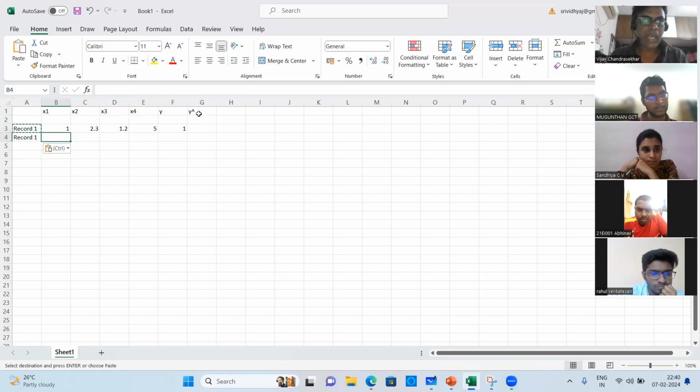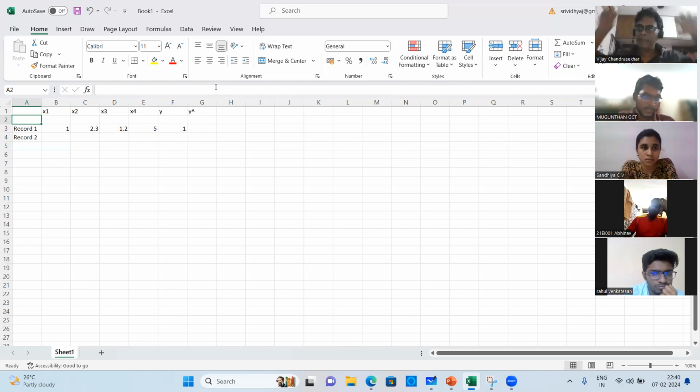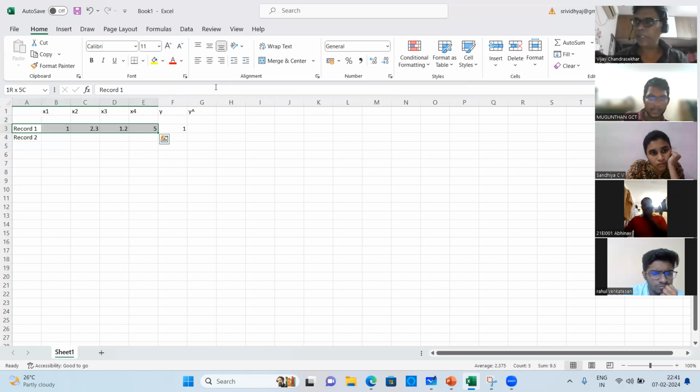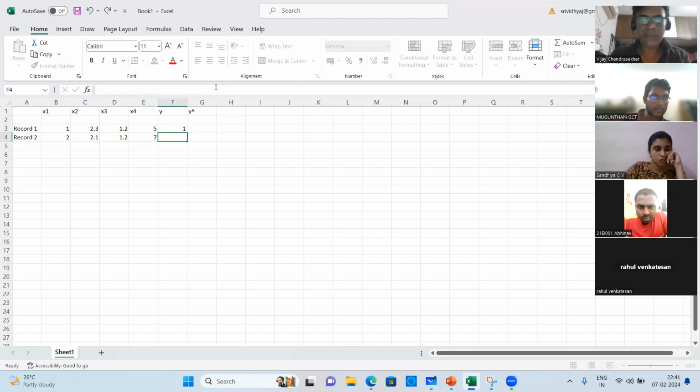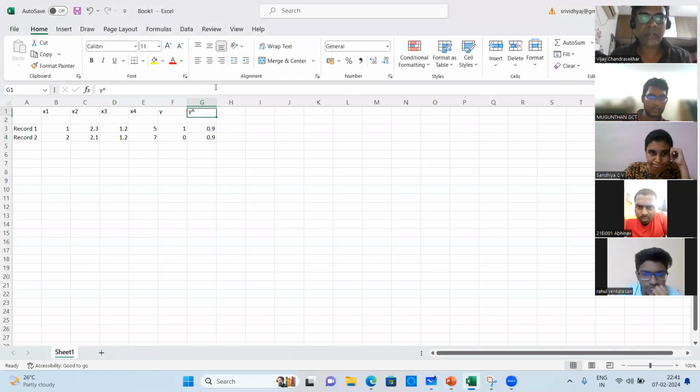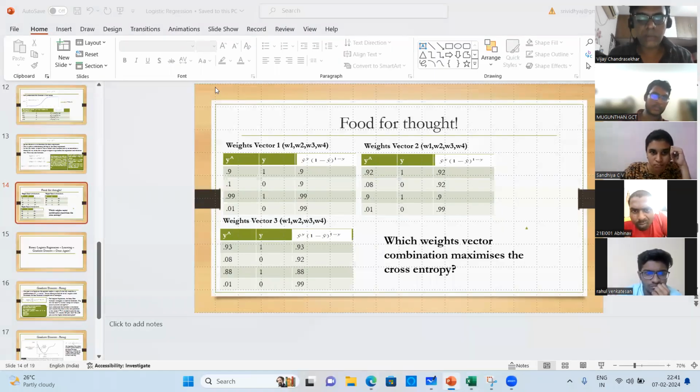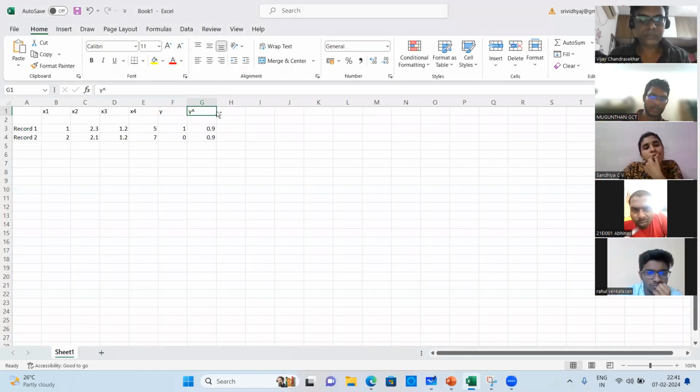Next, I pick another record, again from the population X1, X2, X3, and X4. It's as though I'm dipping into X1, X2, X3, X4 to pick 4 values. First question: are the values that I pick here dependent on the values that I'd already picked before? No, it is not. So this could be something like 2, 2.1, 1.6, 7. Let's say y in the second row is 0. And then you have some probability, let's say 0.9 here. Let me just copy that.